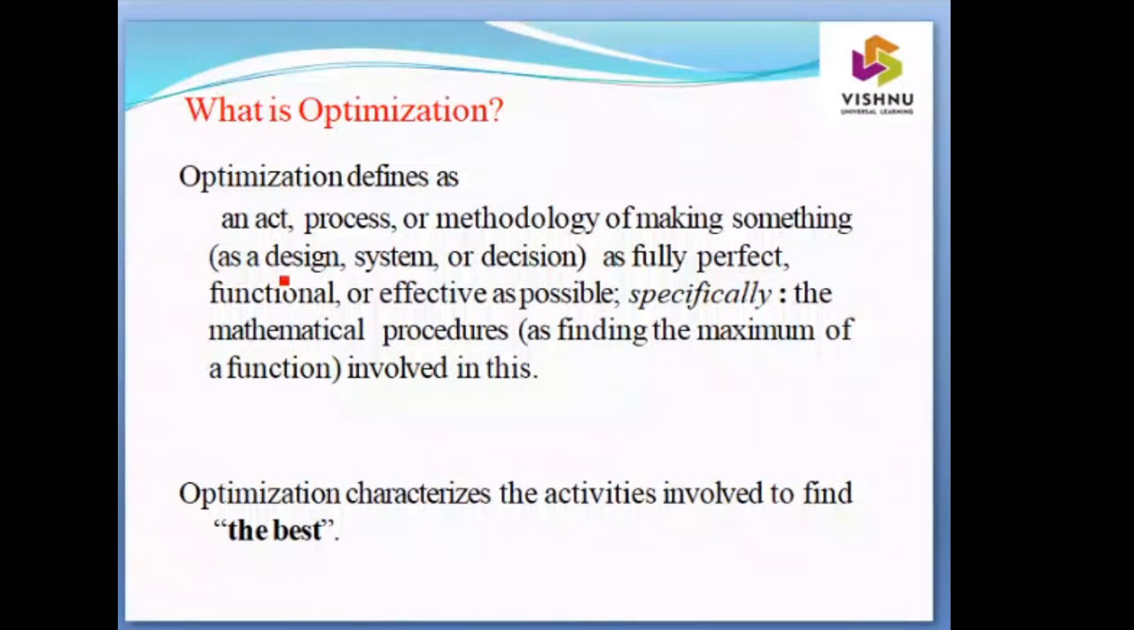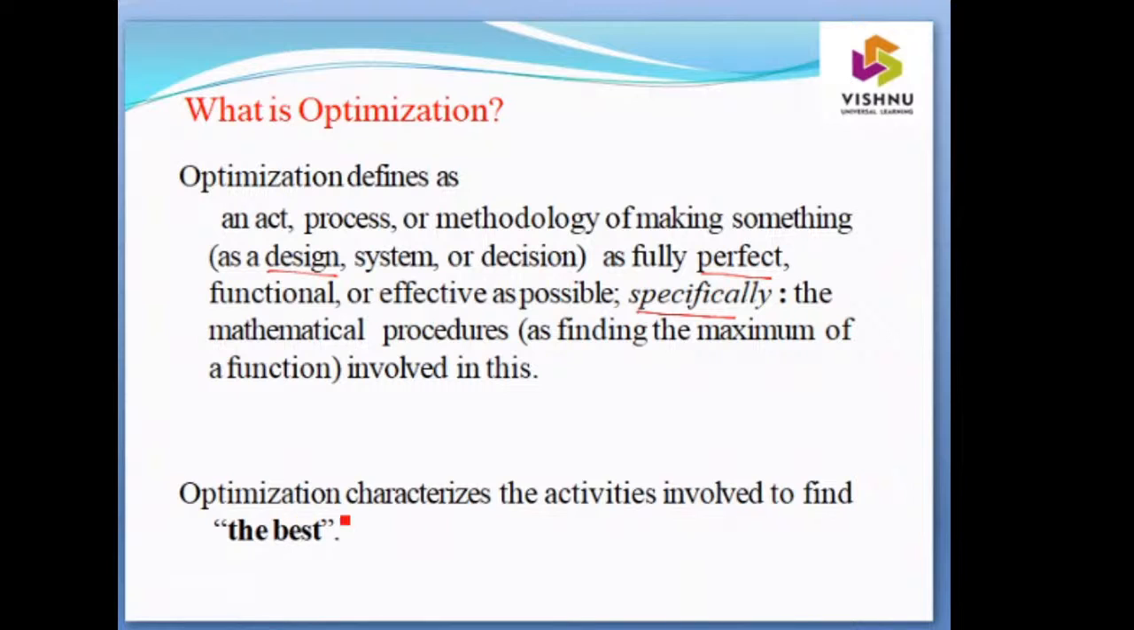Making something, whether it is a design, selecting a system, or giving a decision in terms of process or design variables, it should be fully perfect and functional. Once you design the equipment for a particular process, you have to decide how much conversion or yield you want to choose. That should be perfect, and we have to design it specifically in a mathematical procedure. That means you are expressing a physical system or process as a mathematical expression. Those mathematical expressions you have to solve, and you have to scale up to any level. That is how optimization is defined.